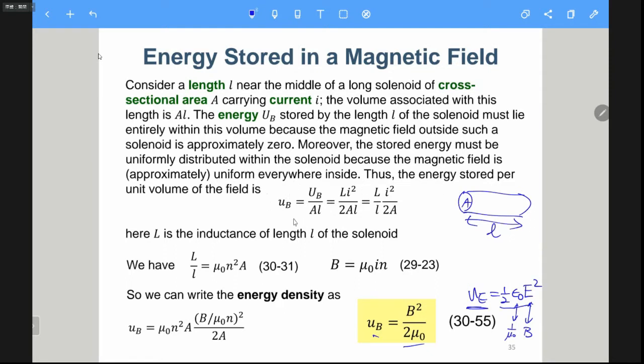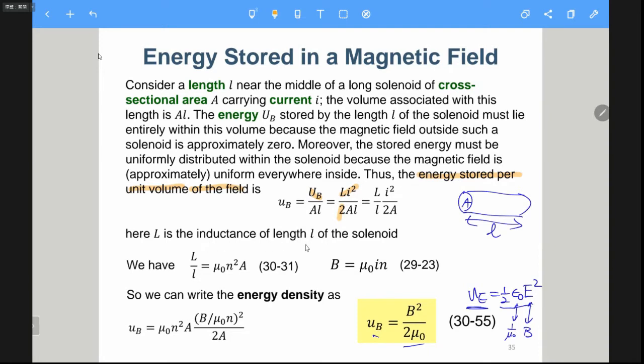And so small u_B is the energy stored in the magnetic field per unit volume. For the small letter, it means the energy stored per unit volume of the field, which is actually U_B over the volume, because we assume the energy is uniform over this volume. So U_B is half of Li squared, and then we can rearrange it: Li squared over 2Al, which is L over l times i squared over 2A. So we just rearrange the order and separate it into two terms.